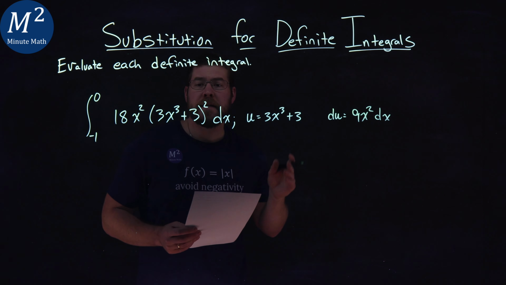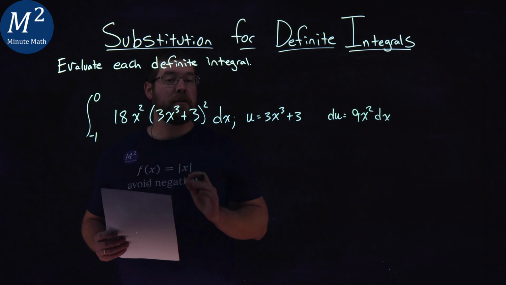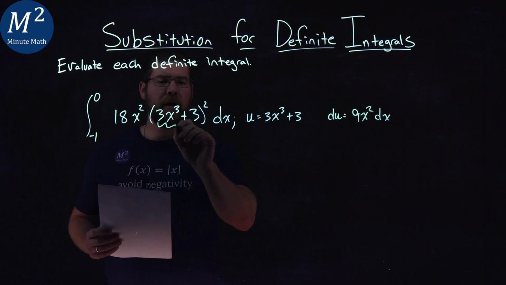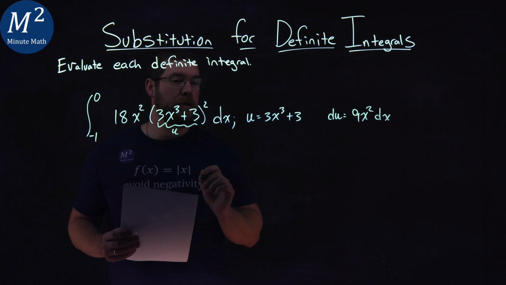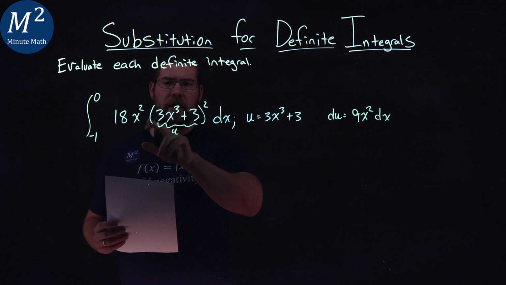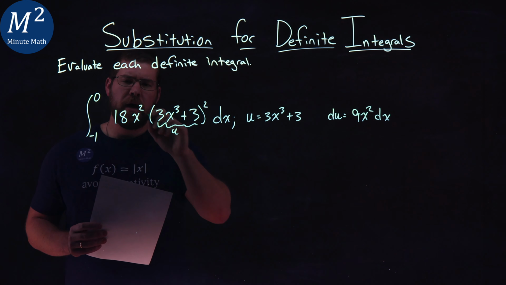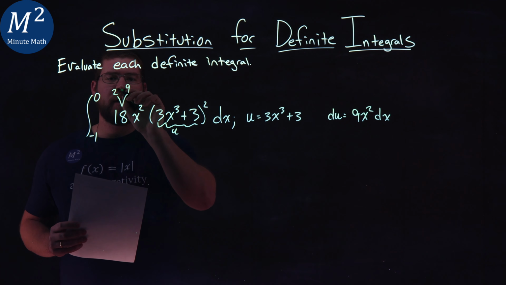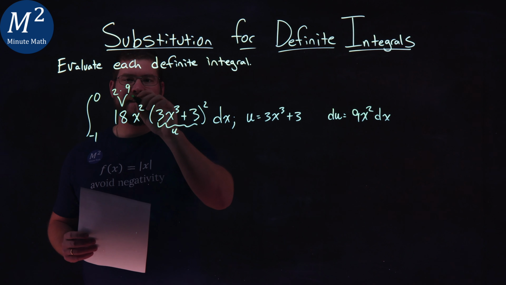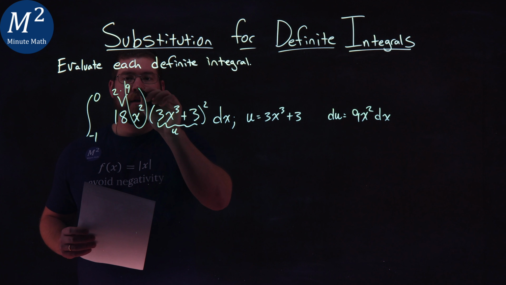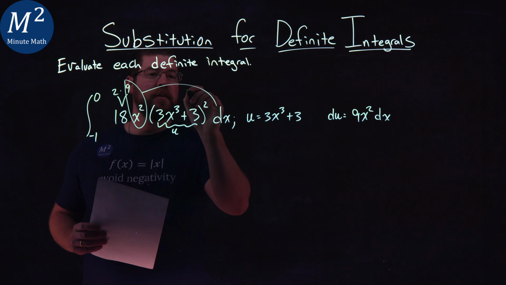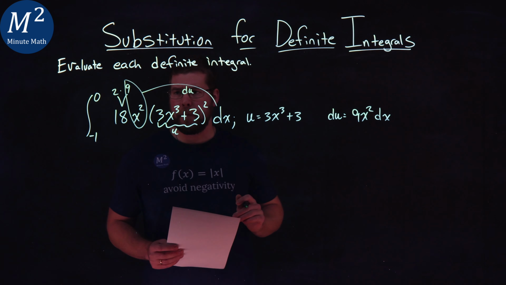So we have 9x squared dx. Let's see how this can be written in terms of u and du. Well, right here, we see my u value pretty clearly. My du is pretty close. We have an x squared, we have a dx, but we have the 18 instead of a 9. 18 breaks down to be 2 times 9, and there we have our du value. 9x squared dx is my du value right there.